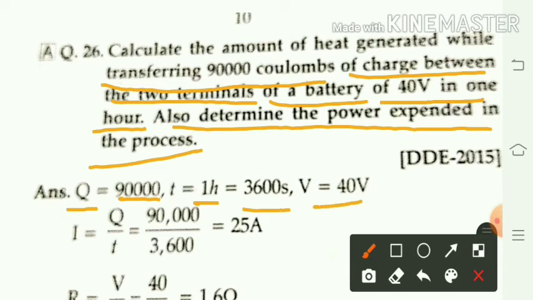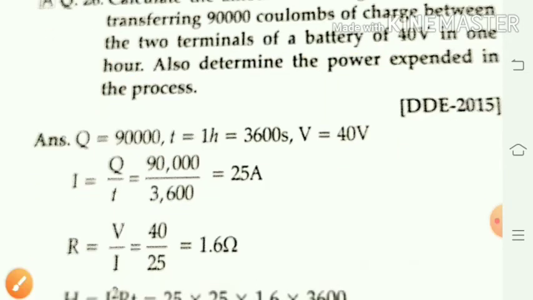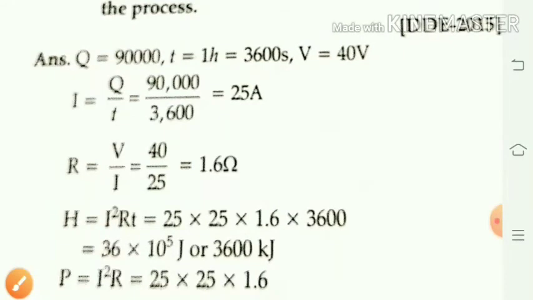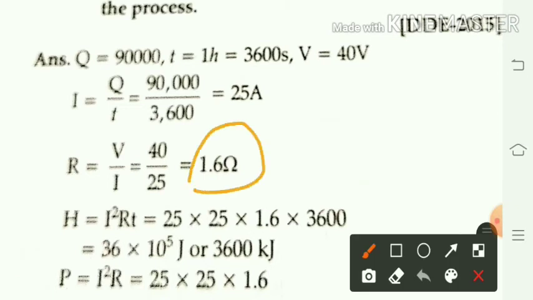Voltage is 40 volt. So, we can write the formula to calculate electric current I is Q by T. By putting its values, we are getting the value as 2.5 ampere. Again, we can calculate the R value. R is equal to V by I according to Ohm's law. As you know, the voltage value is 40. Electric current value we got is 2.5 ampere. So, 40 by 2.5 we get as 16 ohm.